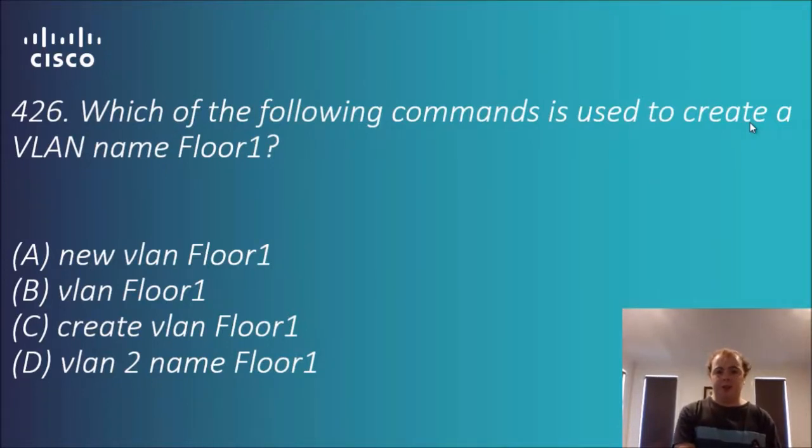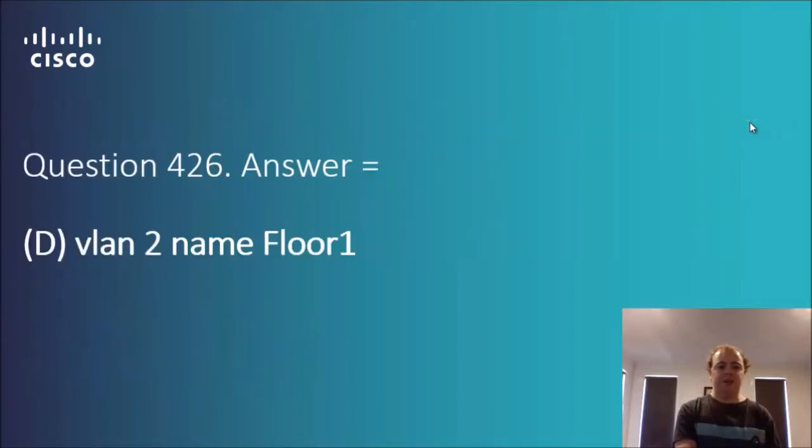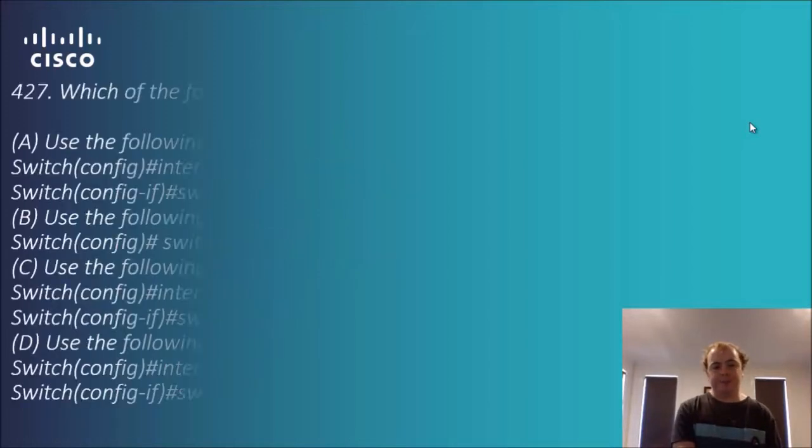426, which of the following commands is used to create a VLAN named floor 1? So we've got new VLAN floor 1, VLAN floor 1, create VLAN floor 1, VLAN 2, name floor 1. So I think when you have normal networks, there's naturally a VLAN, so you need to specify it as different on a different VLAN. So that sort of gives you the answer there, which is D. VLAN 2, name floor 1. So we need the VLAN ID, then name, and then what do you want to call it after that.